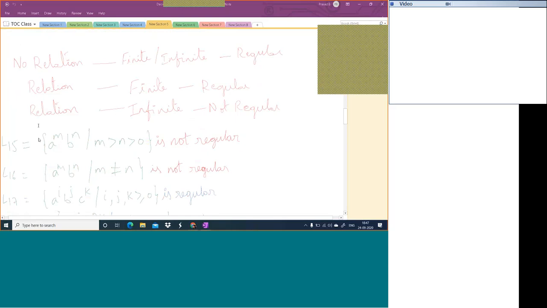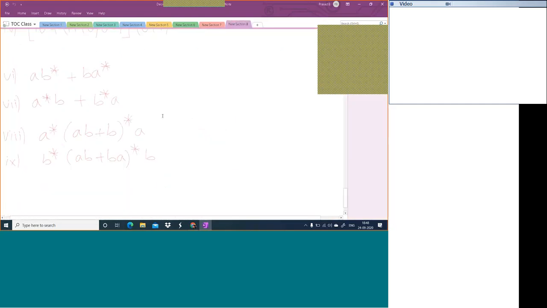Example, this is not regular because a^m b^n, here the powers are different, no relation. But when you come to this part, m is greater than n, that is the number of a's should be greater than the number of b's. So the relation is there, and the relation is infinite, so not regular. Okay, do you know this one? Yes, sir. Then why don't you answer this question?